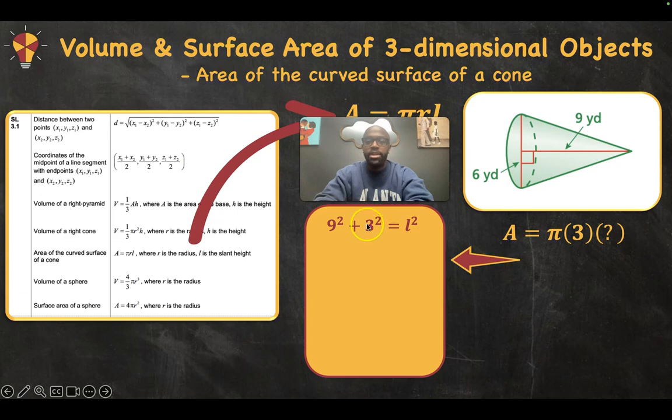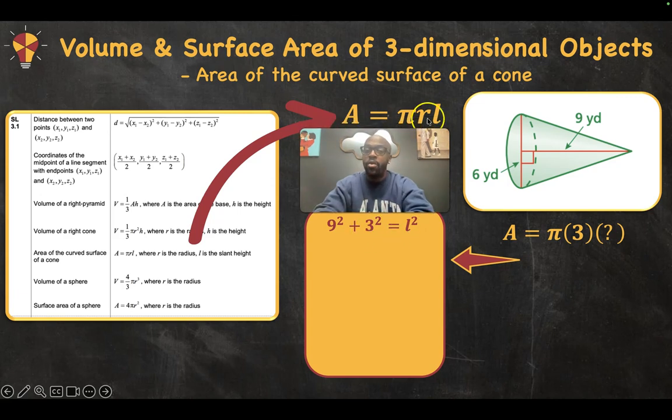9 squared plus 3 squared is equal to L squared, which is the slant height, which I'm going to need for the area of the curved surface of this cone. Once you solve, you work your way down, you get the square root of 90. And think about the perfect square that can evenly go into 90. This happens to be 9 here. So the square root of 9 is 3, so that'll be 3 square root of 10.